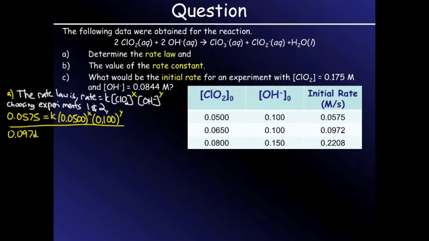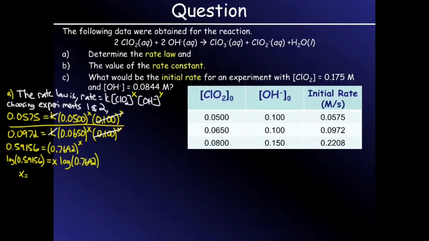and take a ratio of rate laws for, in this case, experiments 1 and 2. We will see that the hydroxide concentration is staying constant, so it can be canceled. The K values cancel, and then we are left with 0.59156 being equal to 0.7692 raised to the x.